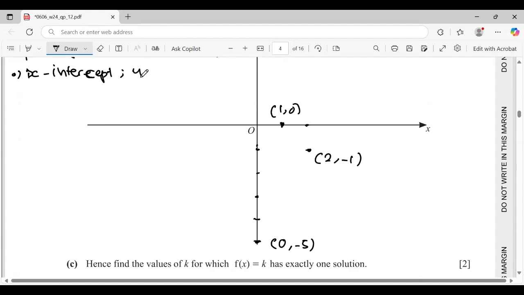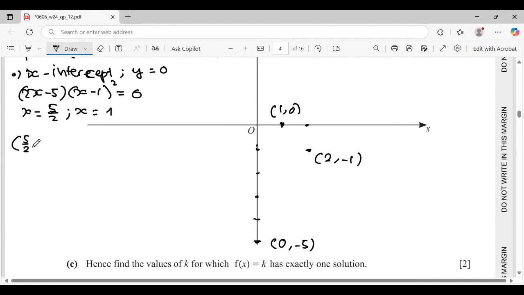It occurs when y equals 0. So it means (2x minus 5)(x minus 1) squared equals 0. So x equals 5 over 2 and x equals 1. So there are two coordinate points: 5 over 2 comma 0, and 1 comma 0.